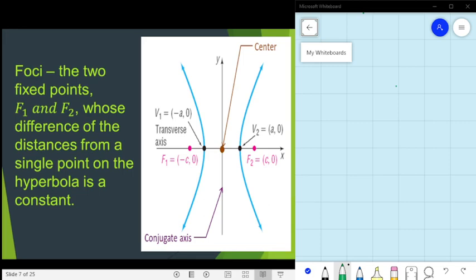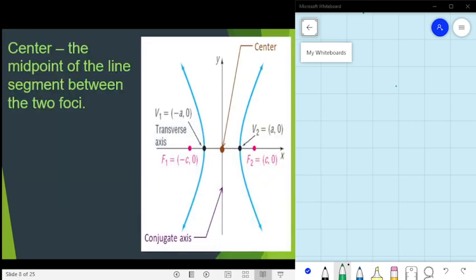Now let's talk about the different terms used in talking about hyperbola. The first one is the foci. The foci, which are these pink parts, are two fixed points. We call them f sub 1 and f sub 2, whose difference of the distances from a single point on the hyperbola is a constant. So I explained that earlier, right?